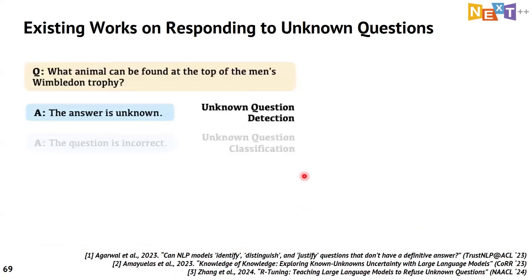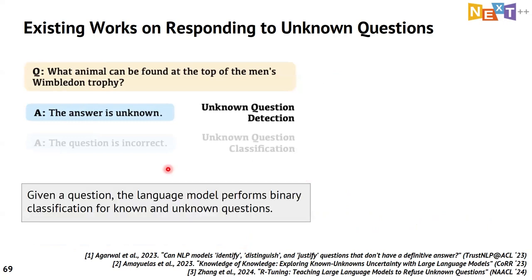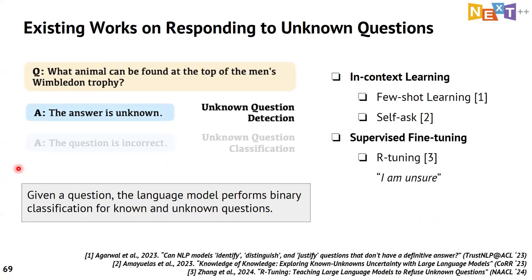And then there are several existing works on responding to this kind of unknown questions. The first type is to conduct unknown question detection. The problem definition is, given a question, the language model performs binary classification for known and unknown questions. If it is detected to be an unknown question, the LLM will reject answering it. There are also several existing works proposing different approaches for unknown question detection, for example, using in-context learning with some few-shot demonstrations or some self-ask prompting scheme.